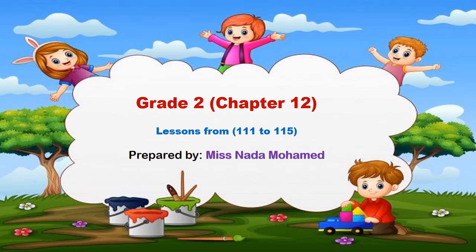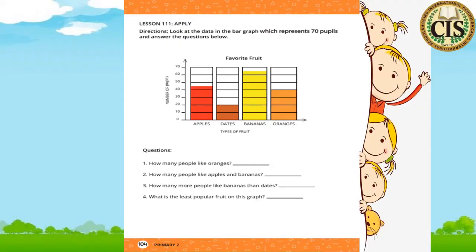Hello my dear students, now we're going to start the last chapter in our semester, chapter 12, lessons from 111 to 115. Lesson 111, the apply part. Look at the data in the bar graph which represents 7 pupils and answer the questions below.